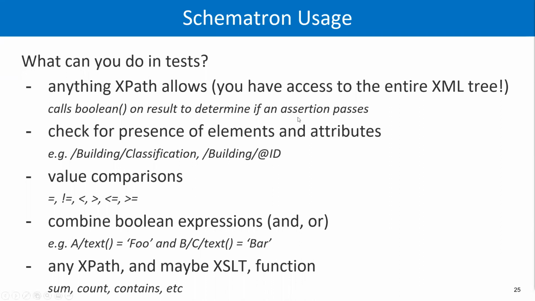What can you do with it? You can check for different things. You can check for the presence of elements or attributes. You can even check for value comparisons, so text contents or attribute contents, or if a number is greater than something else, etc. You can do Boolean expressions, or you can combine them. So you can use ands and ors, as well as parentheses, to chain as many as you want together. And yeah, you can use any XPath, as well as sometimes XSLT functions. So you can call sum on things, you can call count, you can see if something contains something else, like a substring, for instance.